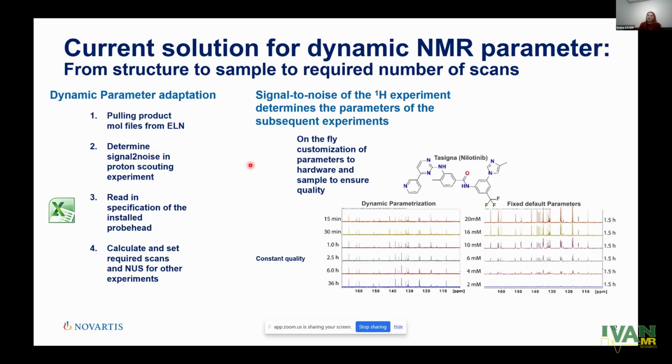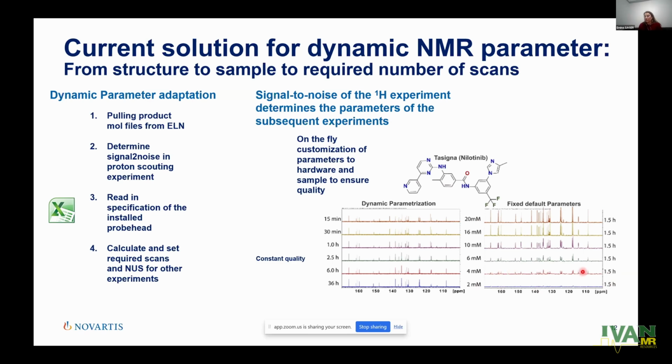Here, we use this Thassinia molecule just to show you the results. Now, here you have fixed default parameters with different concentrations from 2 millimolar to 20 millimolar. You can see it was measuring 1.5 hours, but here with the first spectrum, it will be hard to pick automatically.